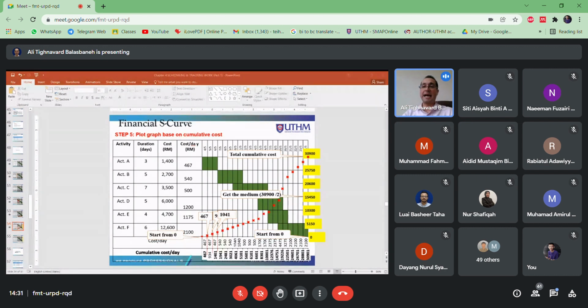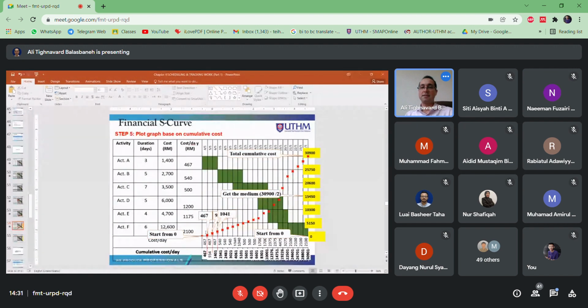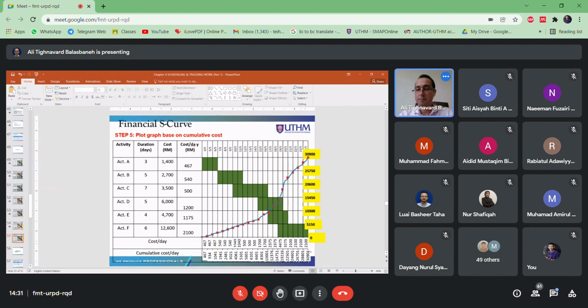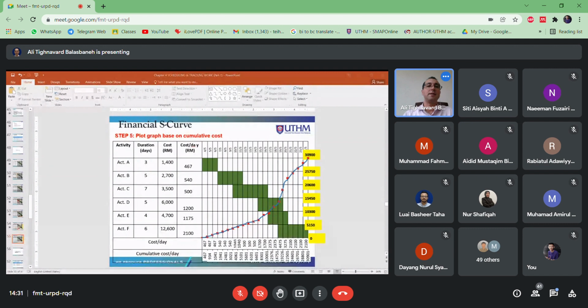Until the last line, which is the total cumulative cost, you found all the different spots for every single day of the project, for what you spend, for the cost. Now what you have to do is just attach the different spots together and you can find your S-curve.